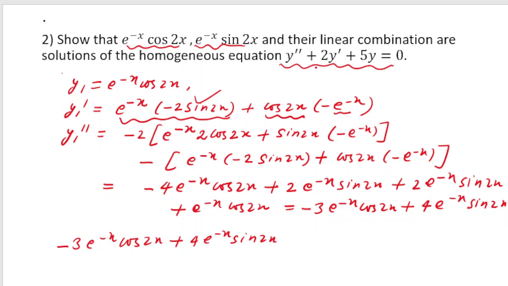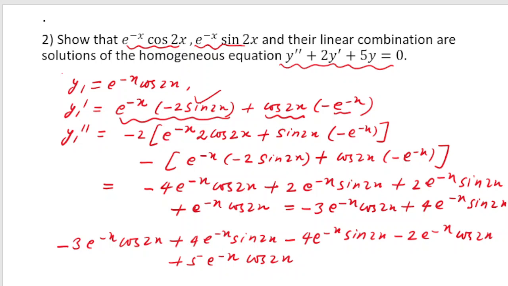Then plus 2y dash, so this is your y dash, and I have to multiply it by 2. So here we have minus 2, so if I multiply it by 2, I will get minus 4 e to the power minus x sine 2x, and if I multiply this by 2, I will get minus 2 e to the power minus x cos 2x, and then I have to write 5y. So what is 5y? So plus 5 e to the power minus x cos 2x.